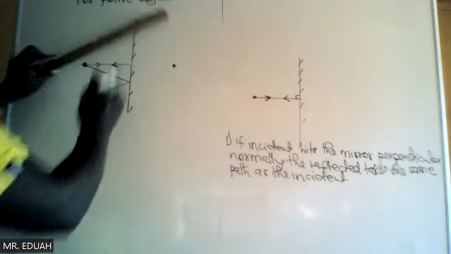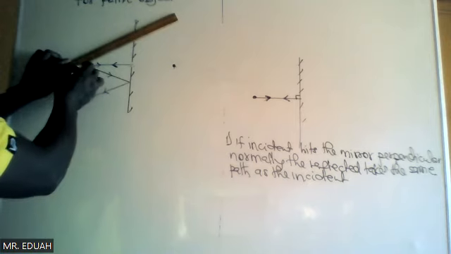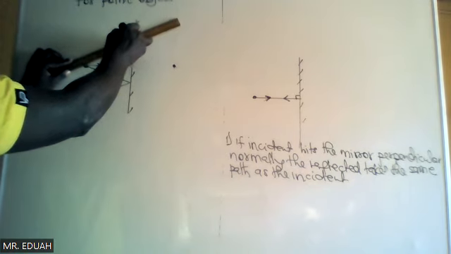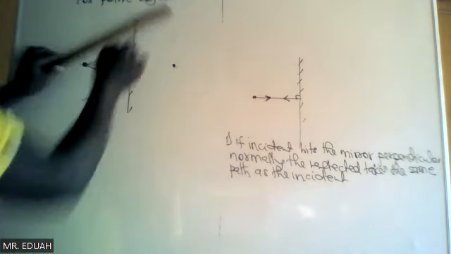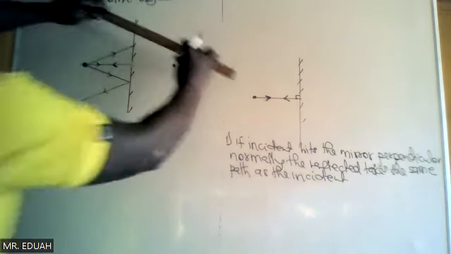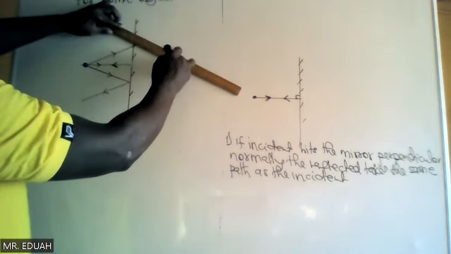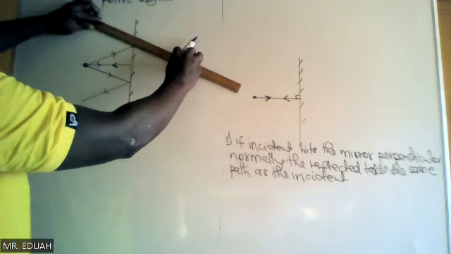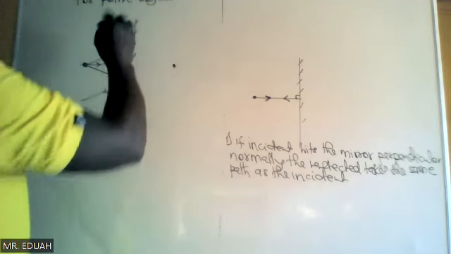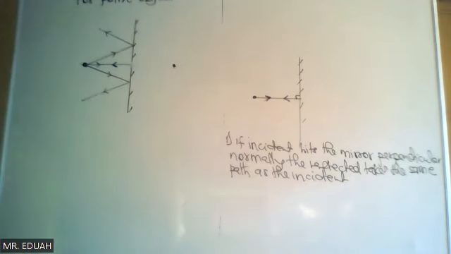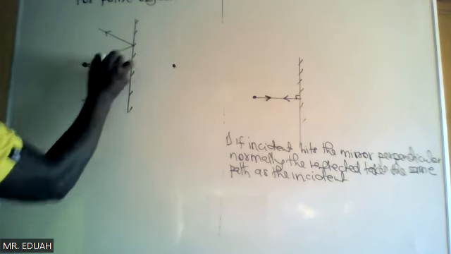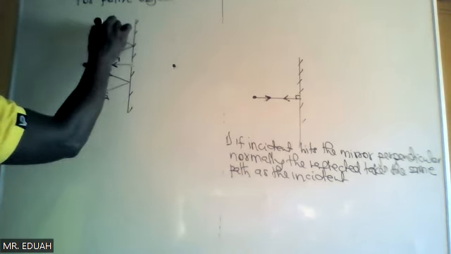I can draw another incident ray from the same object. I need at least 2, though, but I can do it for 3. Then to draw the reflected ray, you must trace it to the same point. So I have my 3 reflected rays: this is 1, 2, and 3.